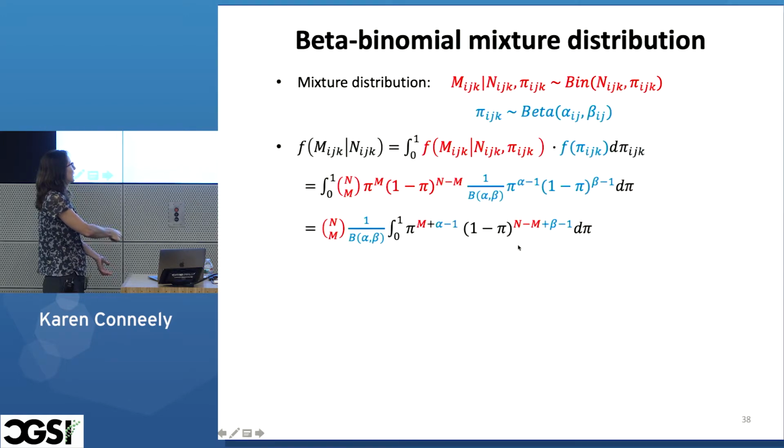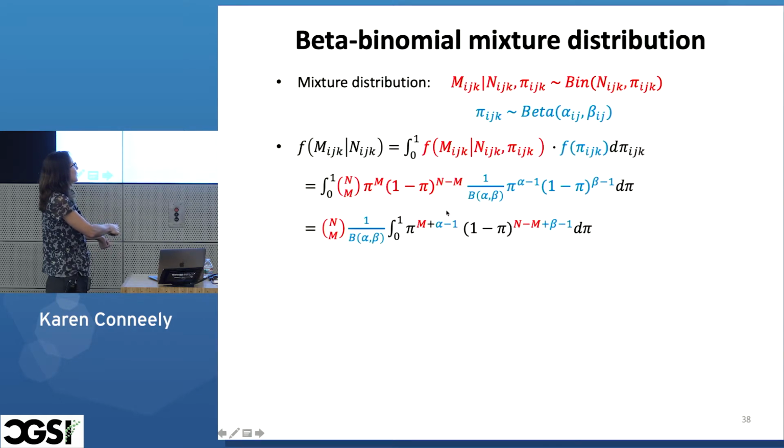Mixture distributions, it's not always possible to integrate out and get a closed form solution. But here we can, because if you look at this, it actually looks a lot like the beta distribution that we wrote out up here. It looks like just a different beta distribution with slightly different parameters. It's missing this beta term here, but this is really just a constant if we think of it in terms of pi.